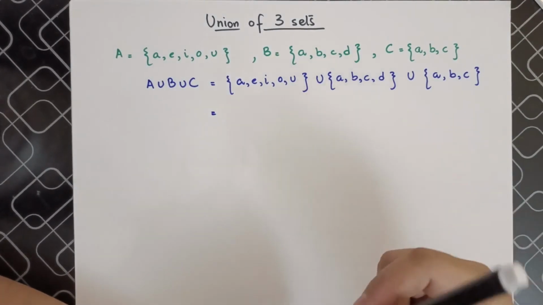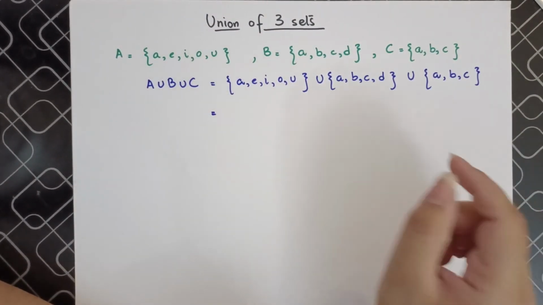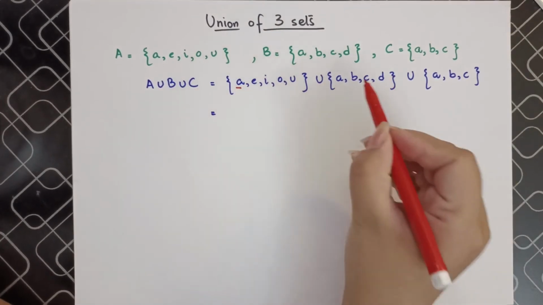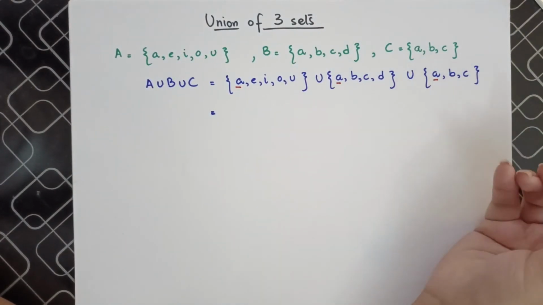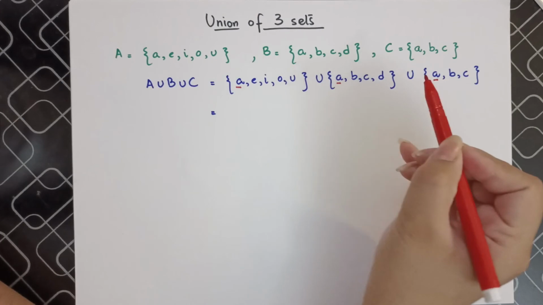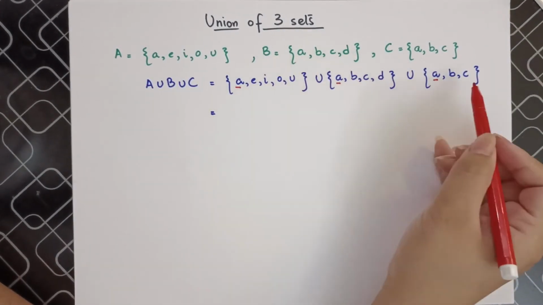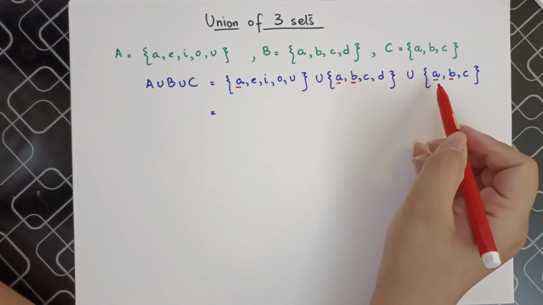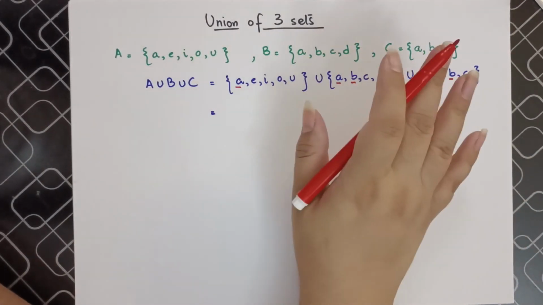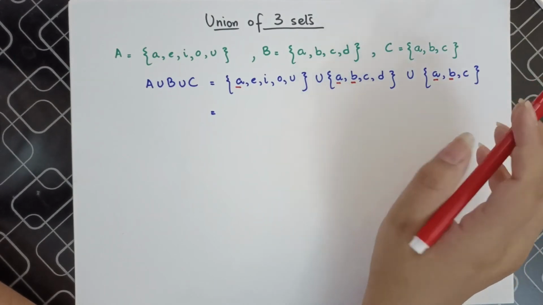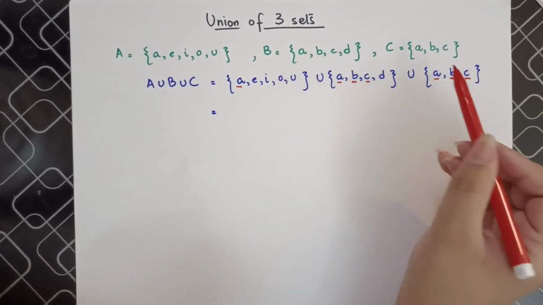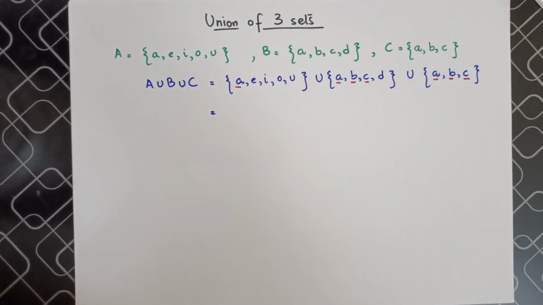Now, first of all, see if they have any commons, because the common ones will only be written once. So, do we have any common? Yes, a is common in all three of them. We have b here, which is common in only two of the sets. It doesn't matter, because we're only going to write it once. And c is also common here. The rest are not common in any of them.